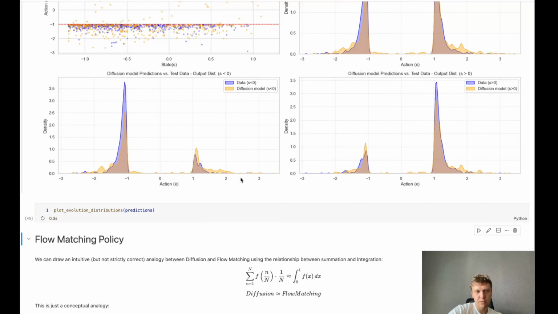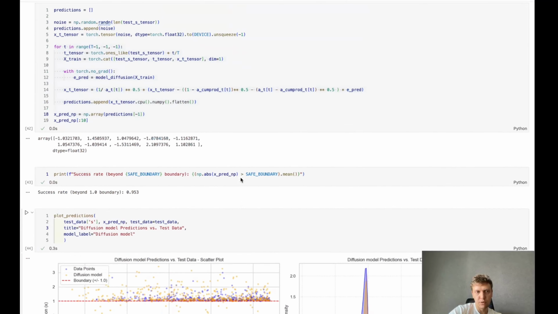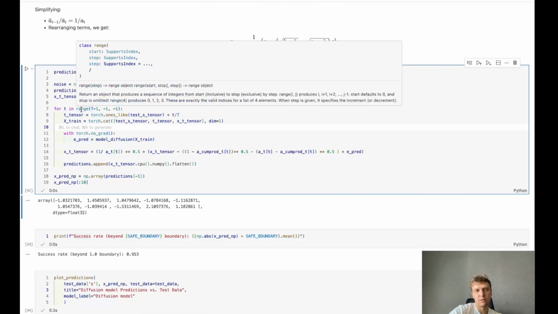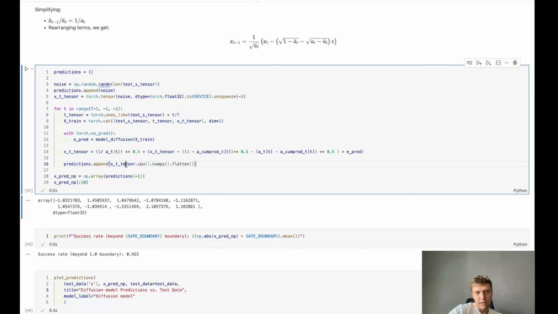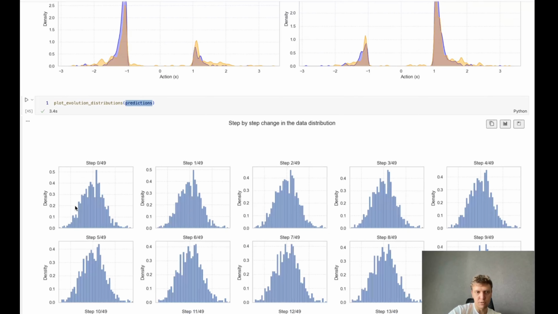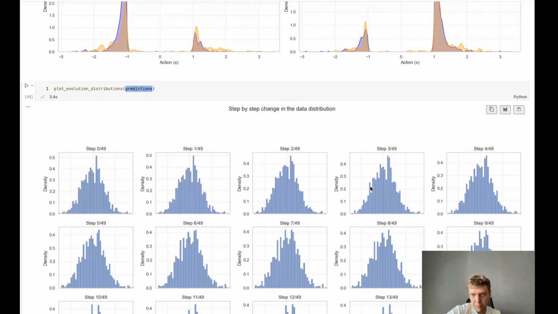And finally, let's plot the evolution of the distribution. As I said, I make predictions of the model 49 times, and I actually saved all these predictions after every step in the predictions list. And here I plot the distribution of these predictions. So at step 0, we have our original noise. This is just data generated using random noise. For each sample in the test set, I simply generated random noise. And then I started denoising it step by step.